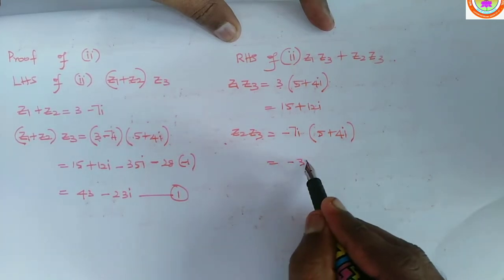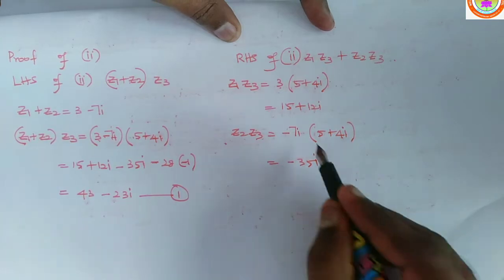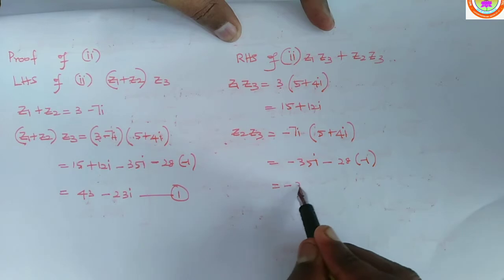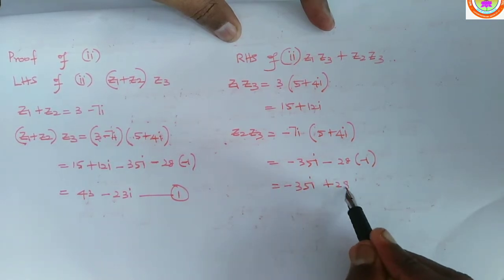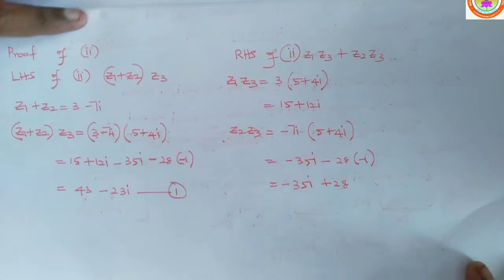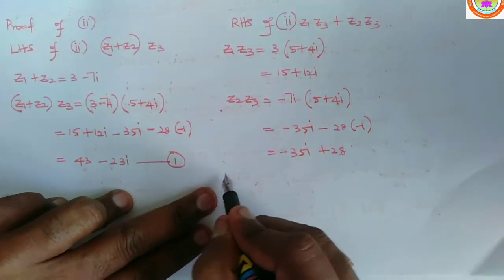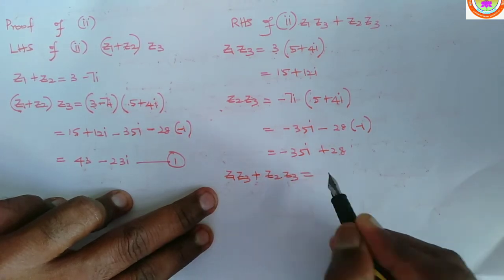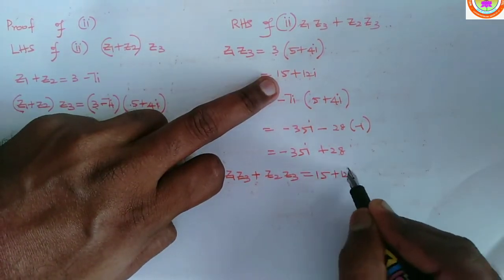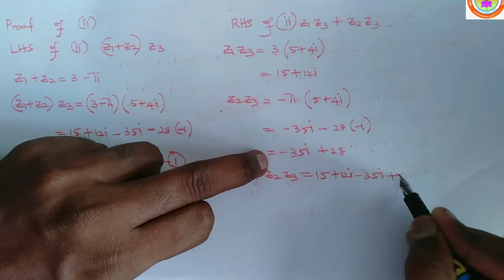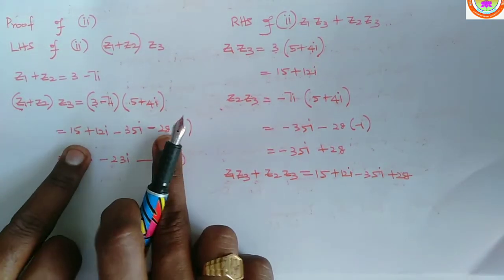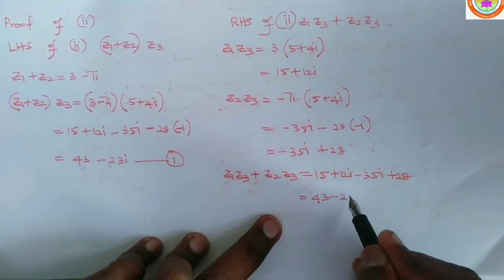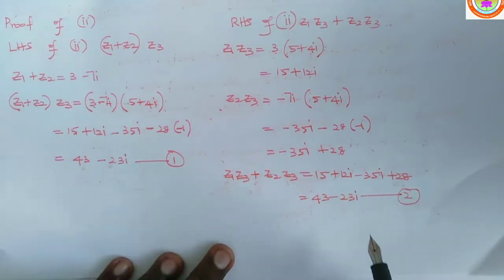7 5s are minus 35i. Minus into plus is minus, 7 4s are 28, i into i is i square. i square is minus 1. So minus 35i plus 28. Now we need to add both these expressions. z1 into z3 plus z2 into z3 is equal to 15 plus 12i minus 35i plus 28. The same here, 15 and plus 28, 12 minus 35. The same answer, 43 minus 23i. Keep it as equation 2.